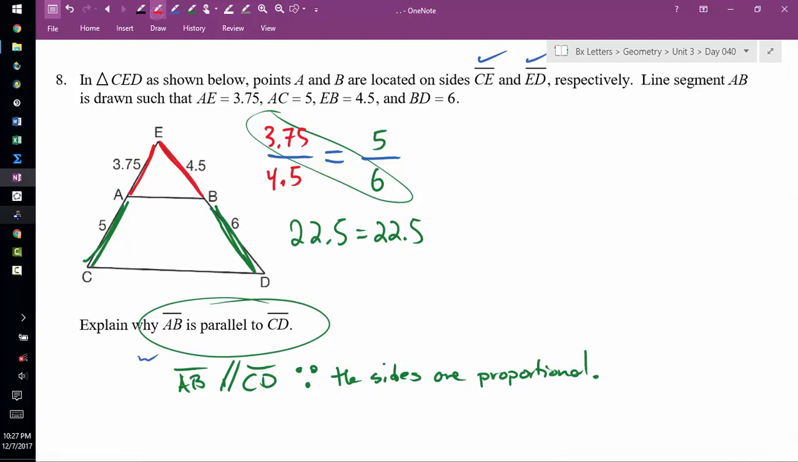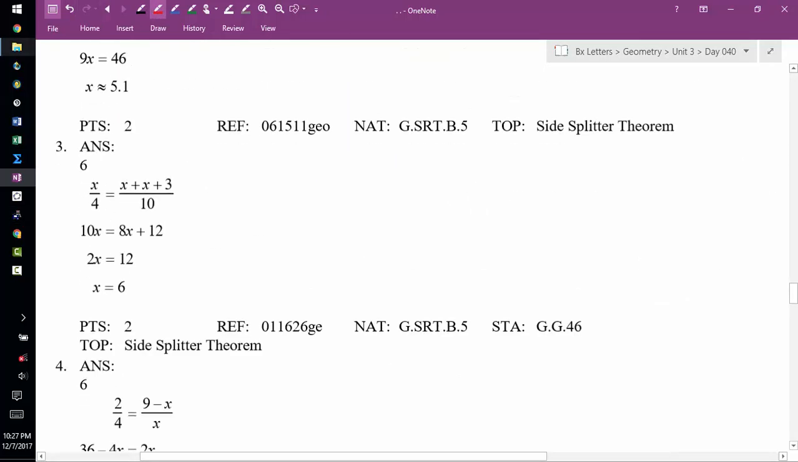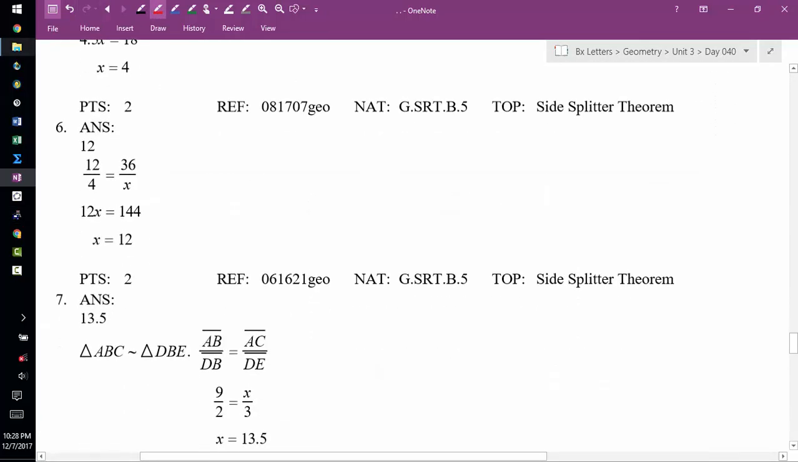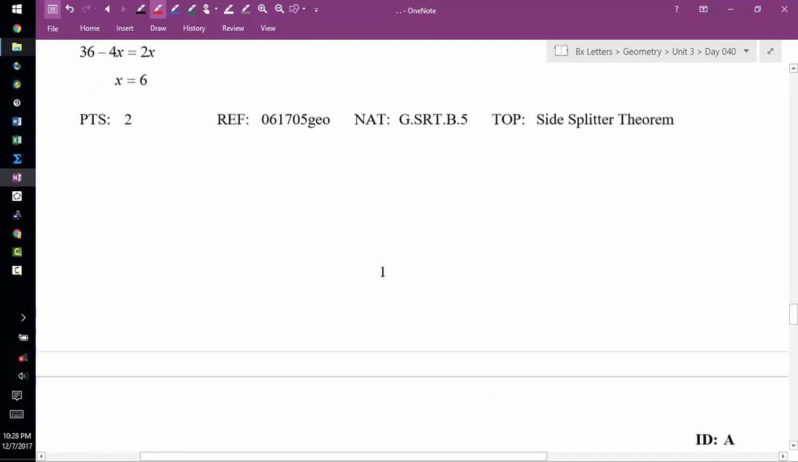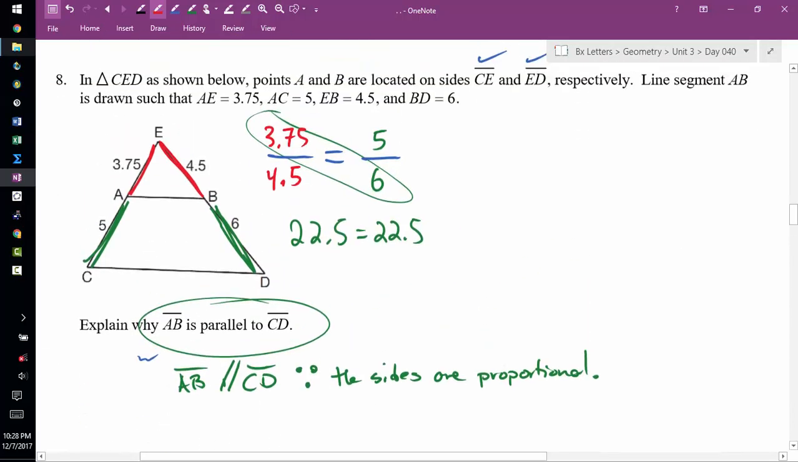I would probably go a little bit further. I don't know. Let's look at the answer key. Number 8. What are they saying? Yeah, that was enough. They're doing a different ratio, but AB is parallel to CD because AB divides sides proportionally. Okay, that looks good enough. The other way we could do it: if you buy that, you can stop the video and be done. You could do it the way we've been doing it.